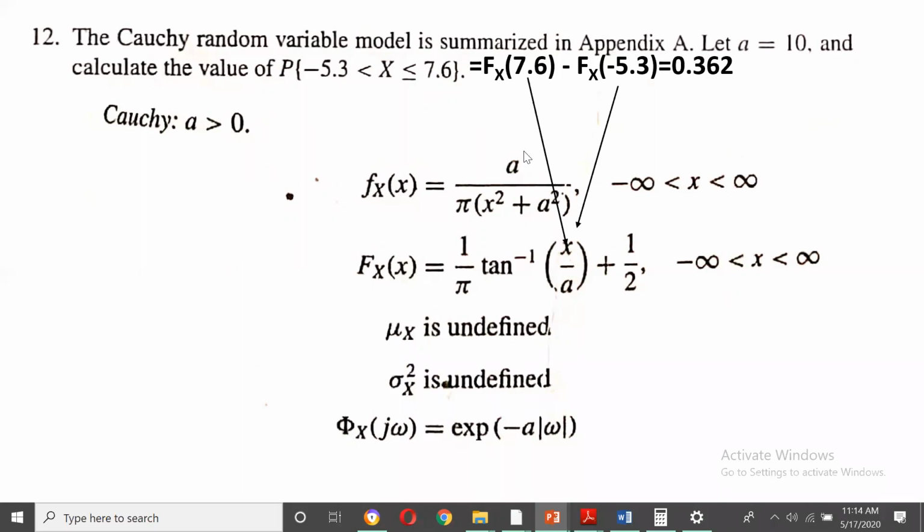Fine. So now, here this range is for both positive and negative, so you can just substitute 7.6 or minus 5.3 either way and find both the F_X values, subtract them, and we'll get the value. Okay. So this is tan inverse, this is tan inverse of x by a.